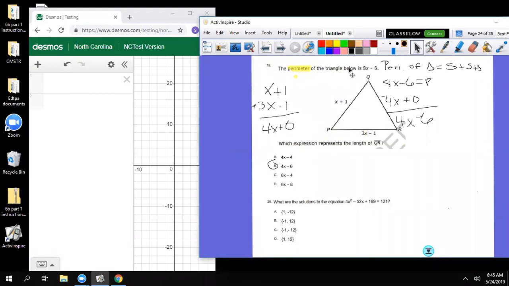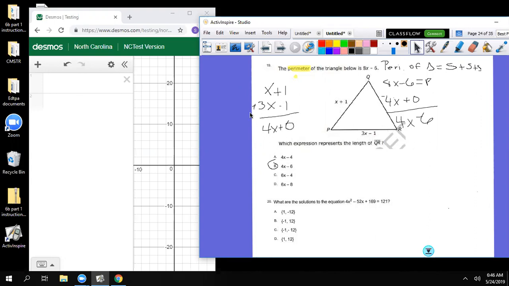The perimeter of the triangle below is 8x minus 6. We have side QP of x plus 1, side PR of 3x minus 1, and an unknown side QR. The first thing that we always want to do is add together the sides that we know. So I have x plus 1 plus 3x minus 1. I have 1, which is positive, plus negative 1. They're going to cancel each other out, so we have plus 0.